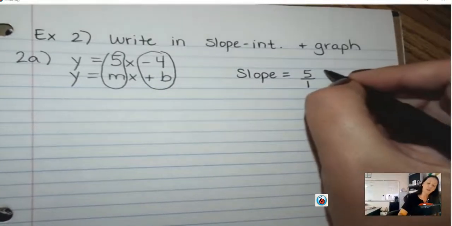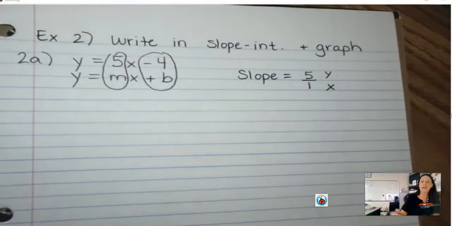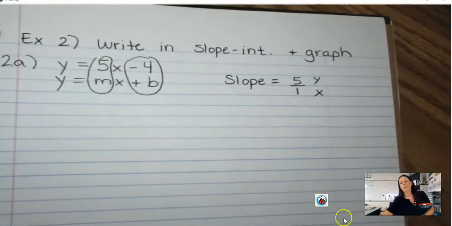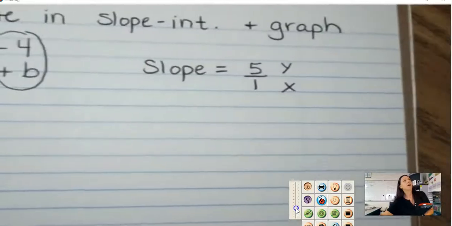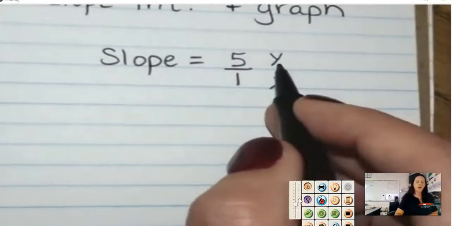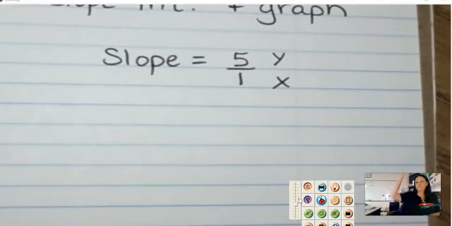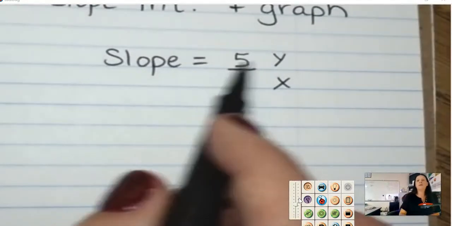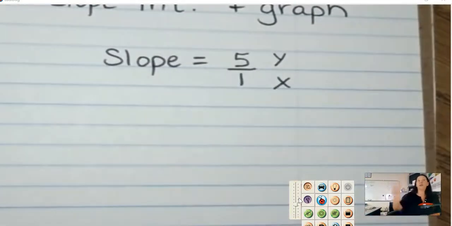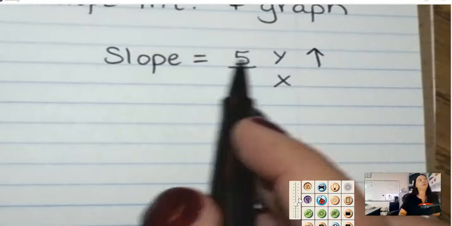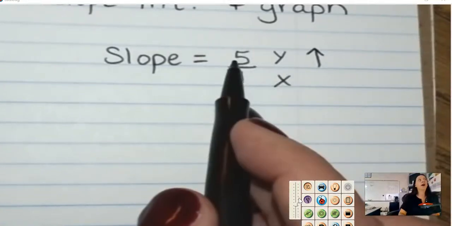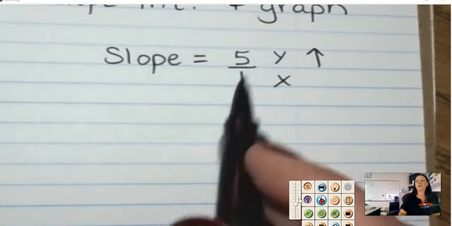Okay, slope is always change in y over change in x. When we're doing the graph, the y is the up and down, right? So this is a positive 5. For up and down, do you think positive means you're going up or going down? Okay, so that means when we go to plot the points, you're going to go up 5 because it's a positive 5.